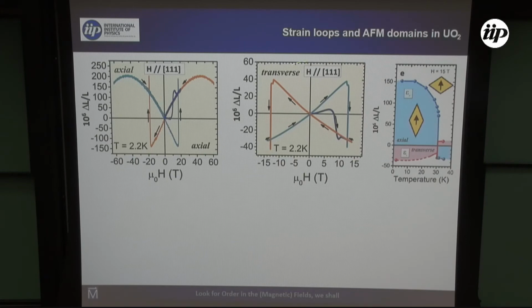The same thing happens when we use transverse magnetostriction instead of axial. And what happens is that in the paramagnetic state, application of a magnetic field causes a distortion of this type in the cubic unit cell. In the antiferromagnetic state, on the other hand, it distorts in this way.